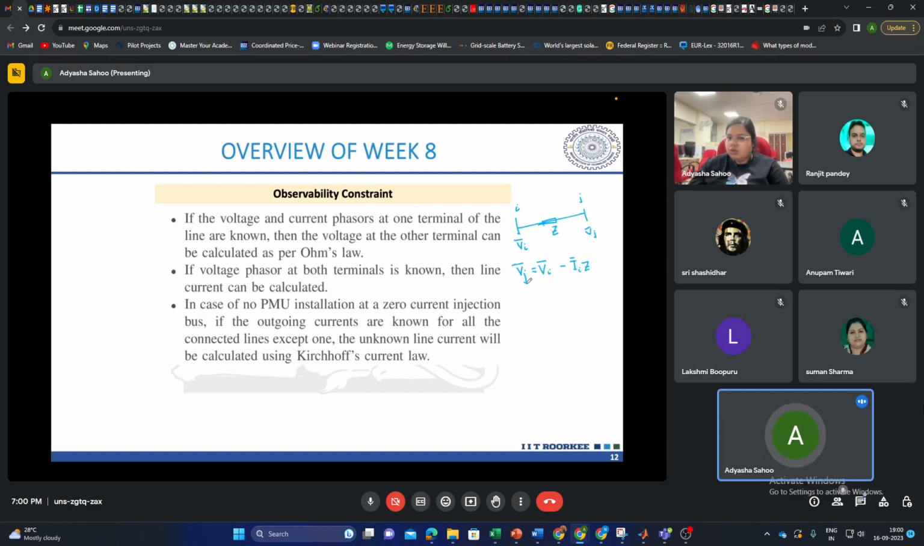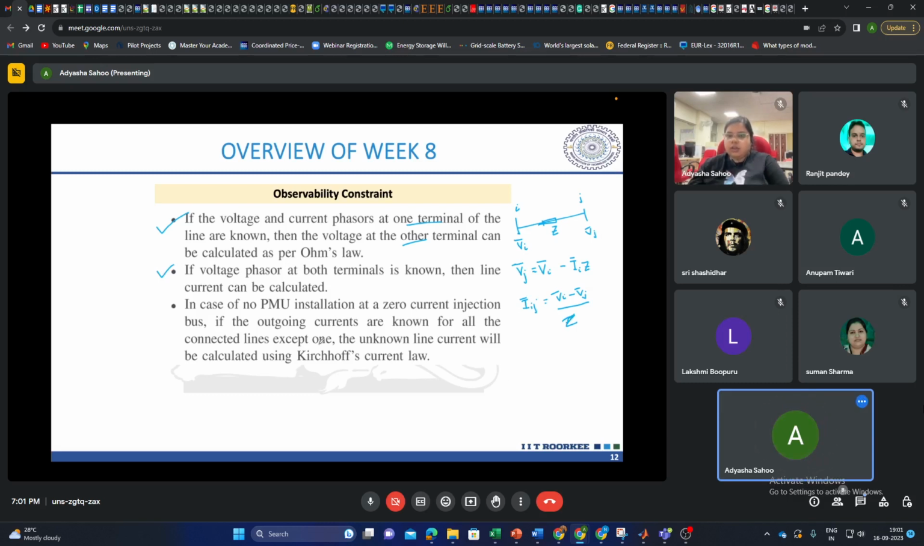Once you know this, this is the first point. Basically, if you know the voltage and current phasors at one terminal of the line, then at the other terminal you can calculate them. Then if you know the values of Vi and Vj both, you can calculate the current flowing through the line, basically Iij. That will be Vi minus Vj divided by Z. So you can get Iij.